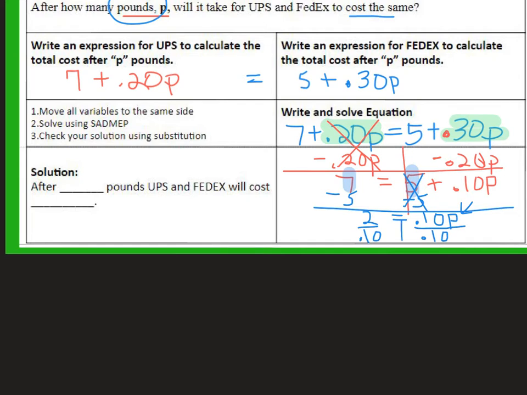As soon as I do that, that gives me that after 20 pounds, right? When you type that in at 20 pounds, the cost is going to be the same. So that just tells me that if I have a 20-pound package, it doesn't matter if I go to FedEx or UPS because everything's going to cost the same. So after 20 pounds, UPS and FedEx will cost the same.